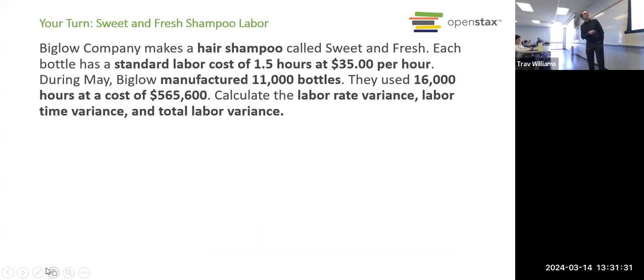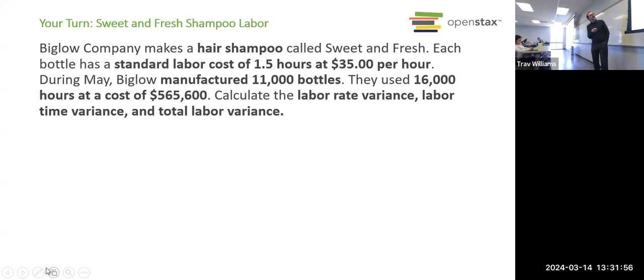Okay, here we have an example. This company makes shampoo. Standard labor cost, $35 per hour, and it's 1.5 hours per bottle. Okay. All right. Wow, must be some expensive shampoo.